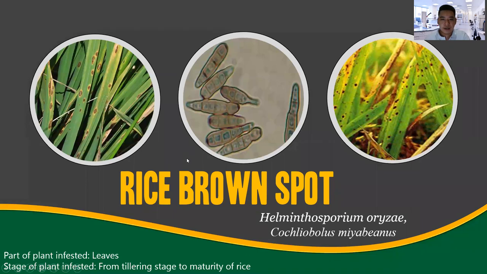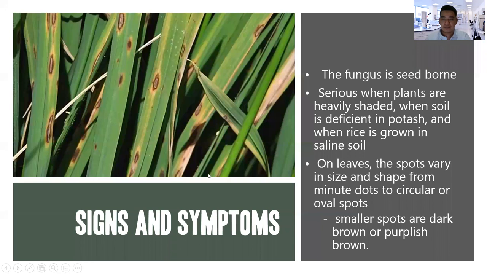Next is the rice brown spot. It is caused by Helminthosporium oryzae or the Cochliobolus miyabeanus. So ito ulit yung spores po ng rice brown spot. So, yung ininfect na part ni rice brown spot ay ang leaf part ng ating rice. So, kaya niyang i-infect ang rice natin from tillering stage to maturity of rice. So, ganun kalawak yung damage na pwede niyang i-cause pag hindi natin na-manage tong rice brown spot.